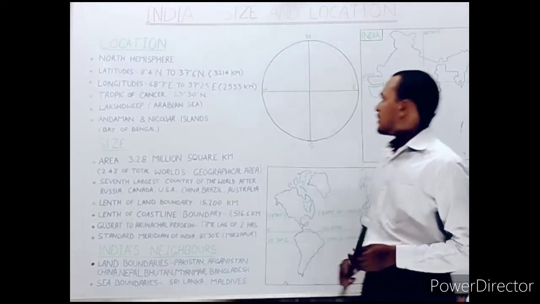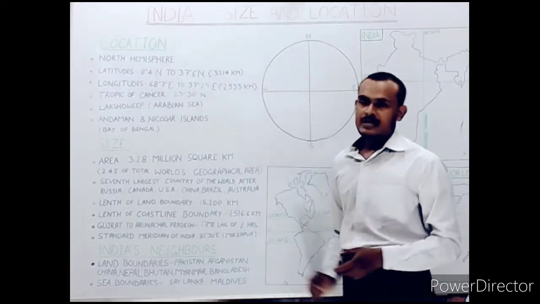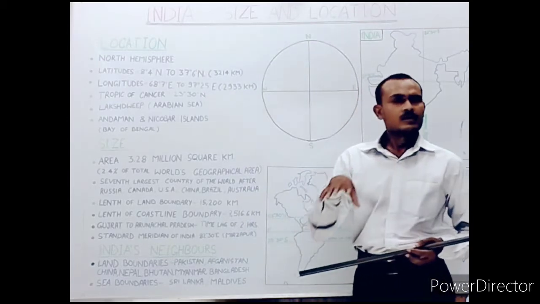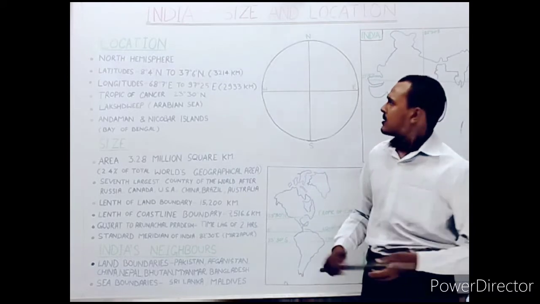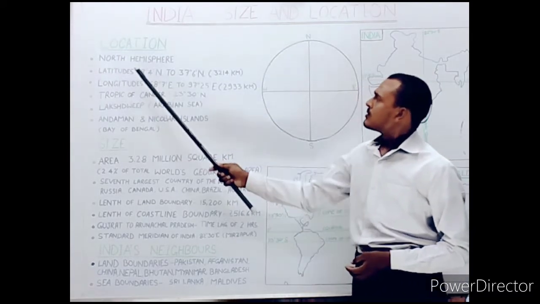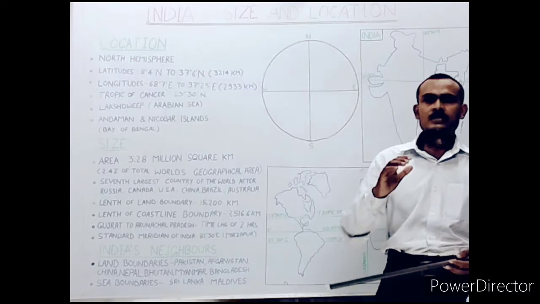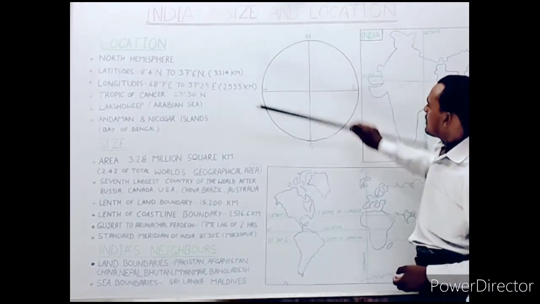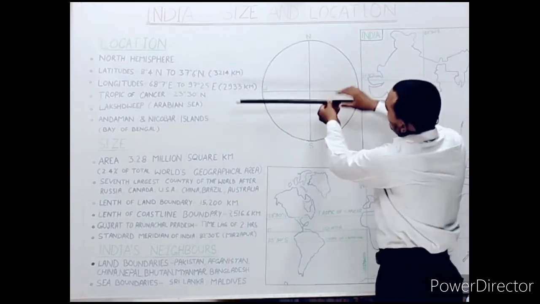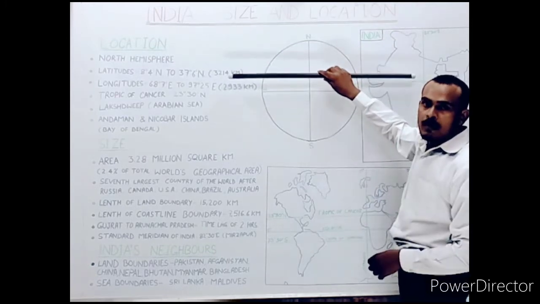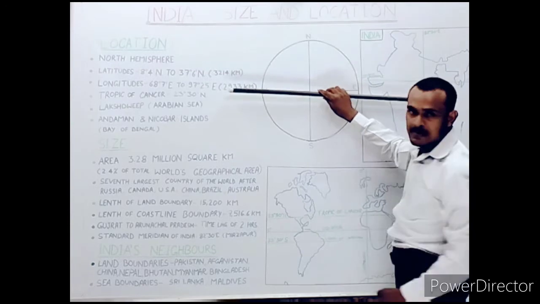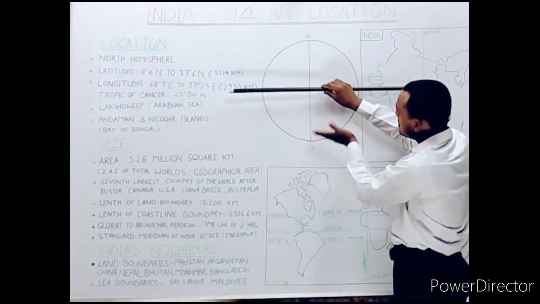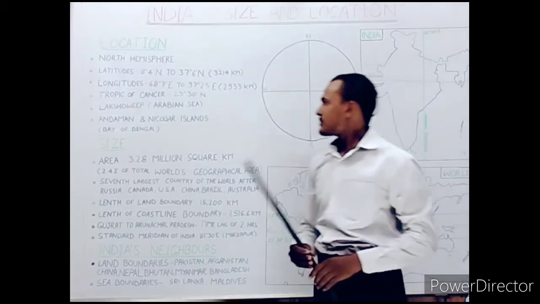Now, the first title of this chapter is location, which means where our country is found. We see here the northern hemisphere, meaning the northern part of the earth. This is the earth. The upper part is called the northern part, the north hemisphere, and this is called the south part, I mean the south hemisphere.